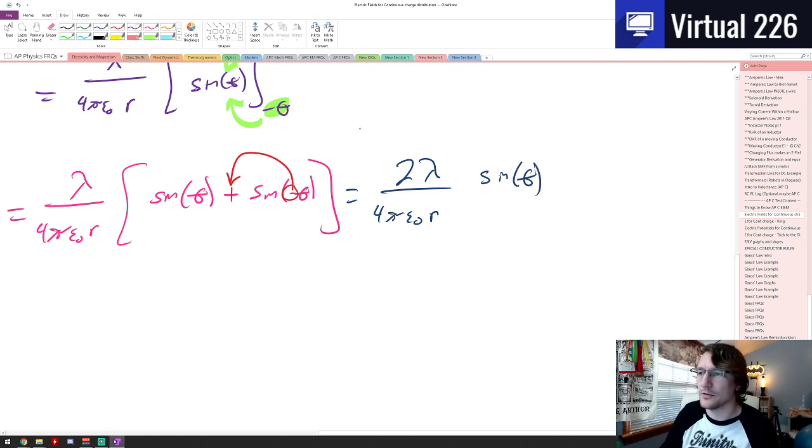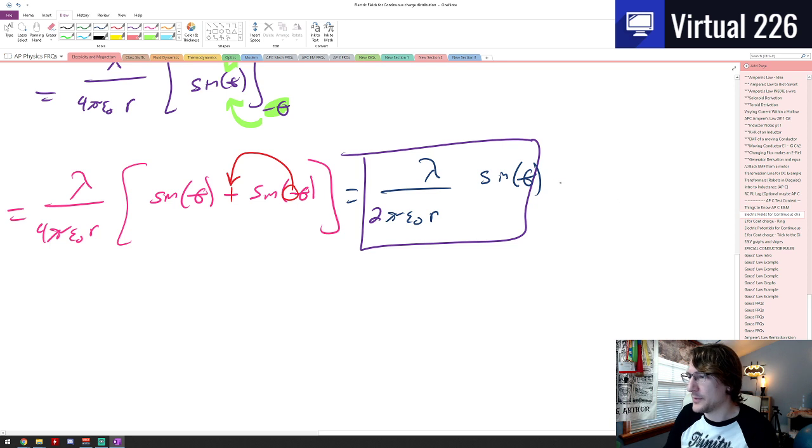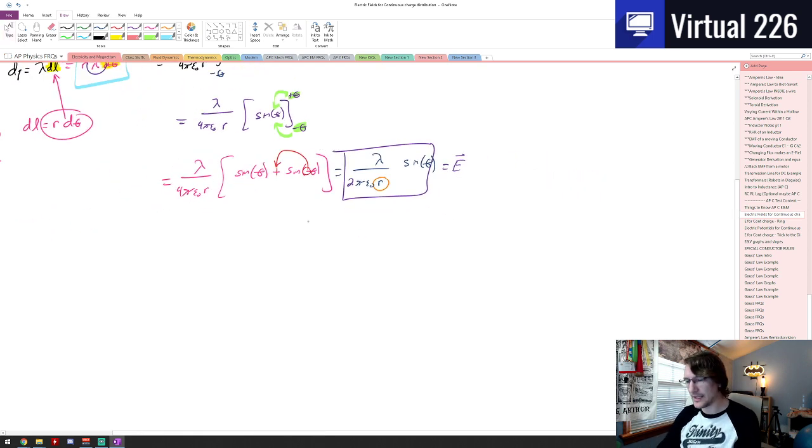Okay, and yes, if you wanted to, you could reduce the 2 and the 4 so that we just get a 2 in the denominator. But that will be it. That will be your electric field at some point, a radial distance away from your arc of charge, given by a full integral method. So it's a kind of neat thing here.